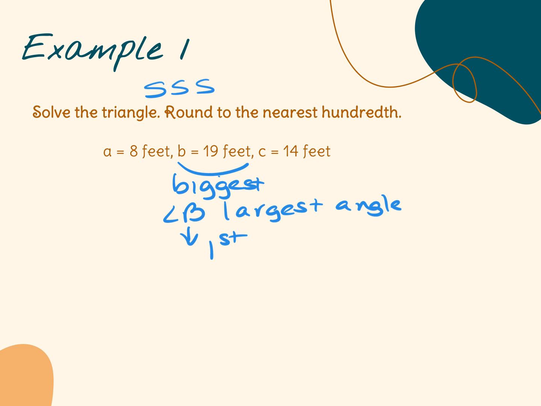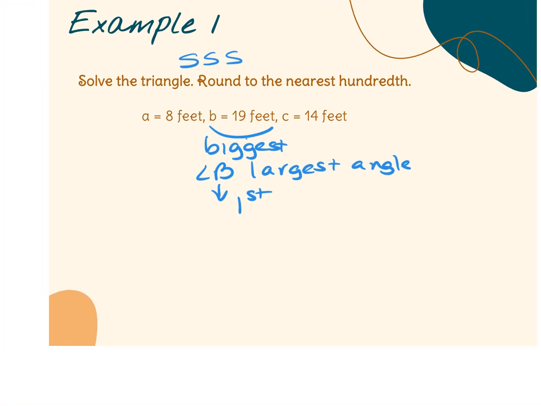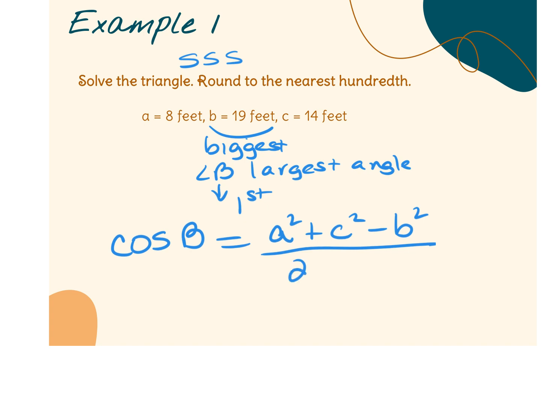So again, I can't stress enough to practice with your calculators. Because some of these you're multiplying and your calculators are going to follow order of operations, and sometimes you may have to put parentheses. So since I'm finding angle B first, the formula I'm going to be filling in is going to be the cosine of B is equal to A squared plus C squared minus B squared, all divided by 2 times A times C. So I'm just going to plug in my numbers.